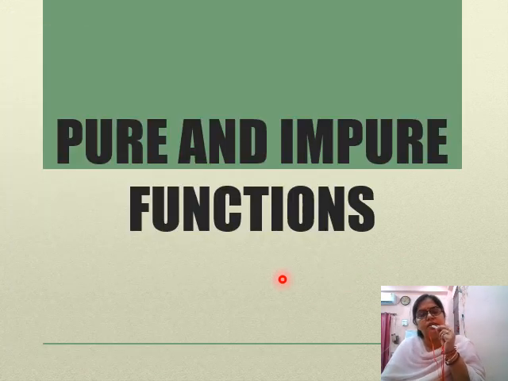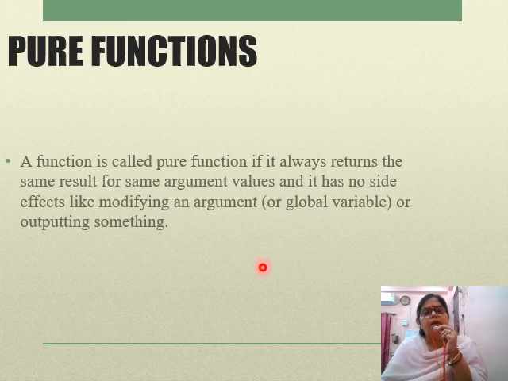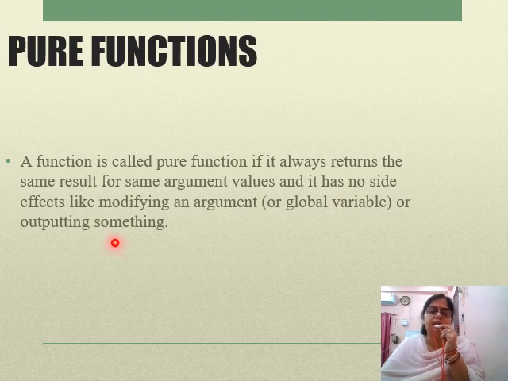Now we will see what is the difference between pure and impure functions. It is never asked in your board that you have to make a program with pure or impure functions, but you should know the definition of pure and impure functions. You should go through the definition thoroughly and learn it. Pure functions: a function is called pure if it always returns the same result for the same argument values and it has no side effects like modifying an argument or global variable or outputting something.